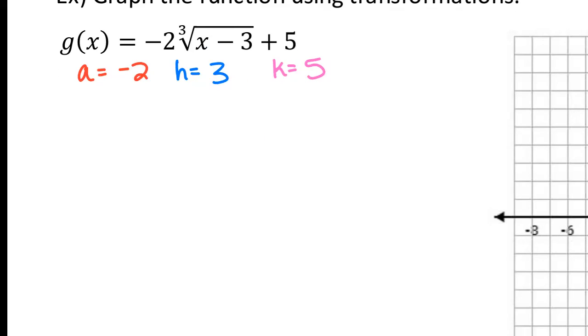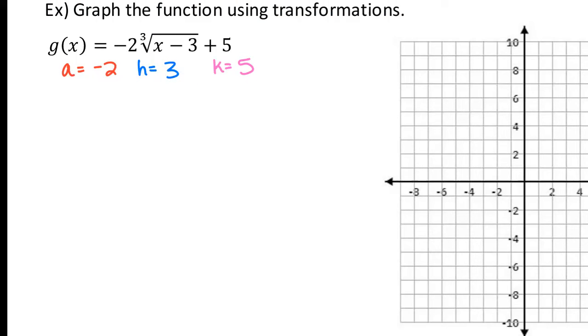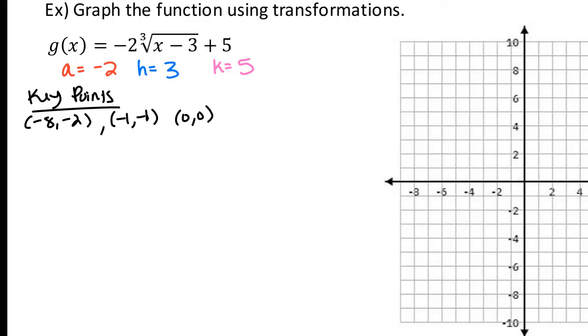All right, so my key points this time, well, they're always the same. But I'm going to write them sideways this time because I'm also going to show you guys how to do it mathematically, but I'll do it after. So my key points are (-8, -2), (-1, -1), (0, 0), (1, 1), and (8, 2).